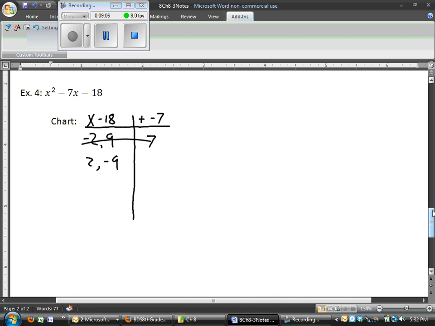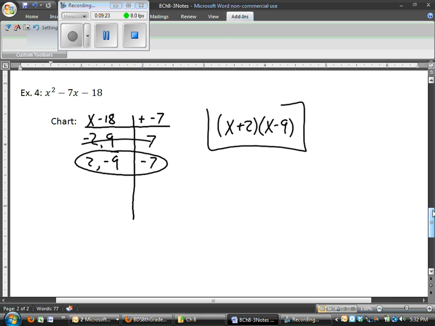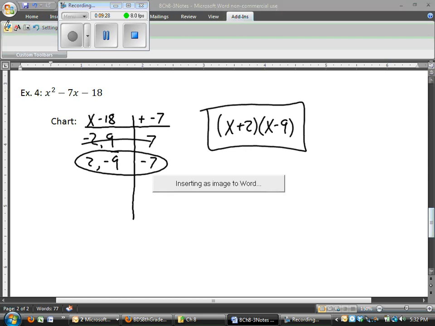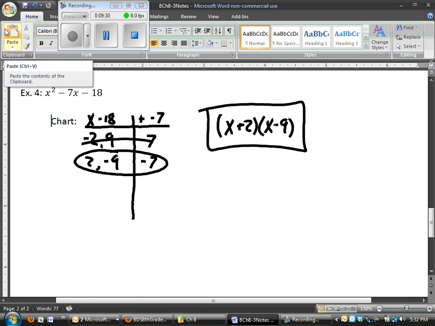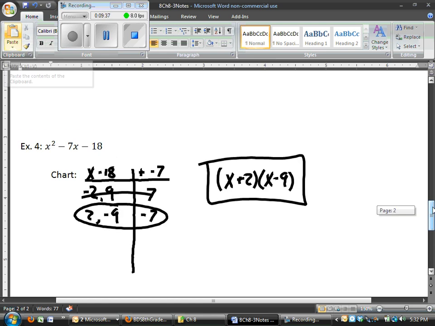So then I try 2 and negative 9. 2 times negative 9 is negative 18. 2 minus 9 is negative 7. That fits exactly. Since I have a positive 2, we'll do x plus 2. Since I have a negative 9, we'll do x minus 9. And that's our final answer. Okay? So I hope this makes sense, obviously. I want you to notice that I gave you 4 examples. I gave you one example for every type of trinomial that you're going to see.